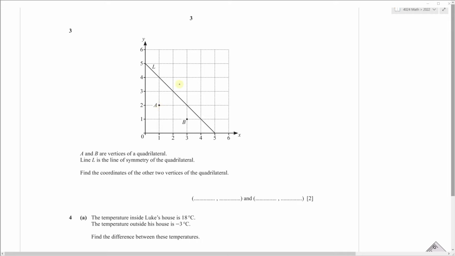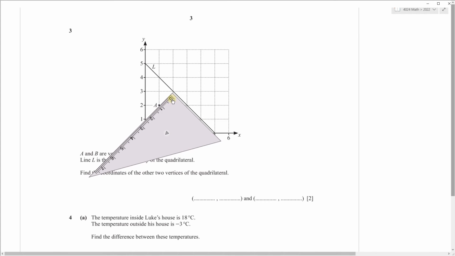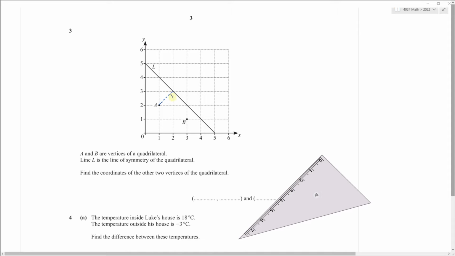So to find the mirror image, I'll connect my point A with the shortest distance to my line of symmetry, which will be this distance. If you're not sure, you can use a set square here as well. So you know that this angle here of a set square is a 90-degree angle. So if I connect this using my set square, I get to this point, and this angle here will be 90 degrees. That means this is the shortest distance of A from my line of symmetry. And to do the reflection, I will continue the same distance on the other side of my line of symmetry to get the mirror image. So I will end up here at this point.